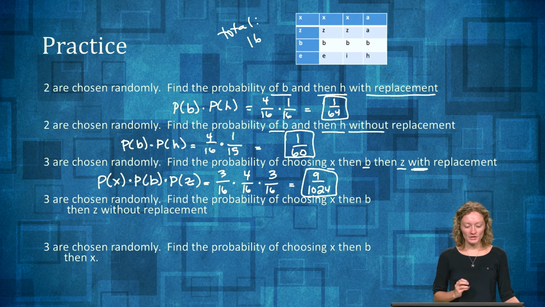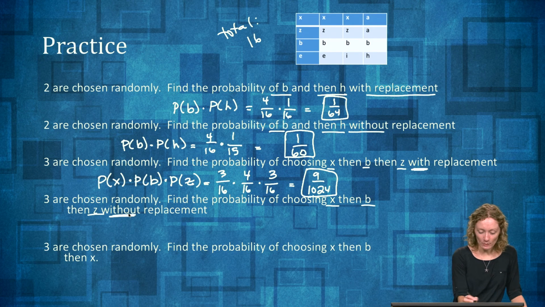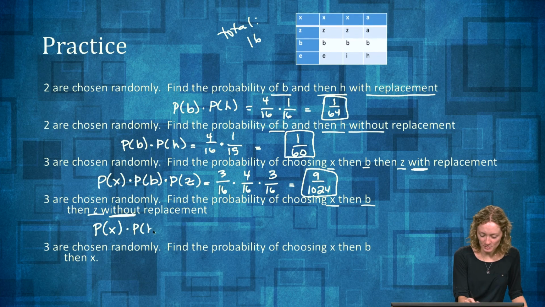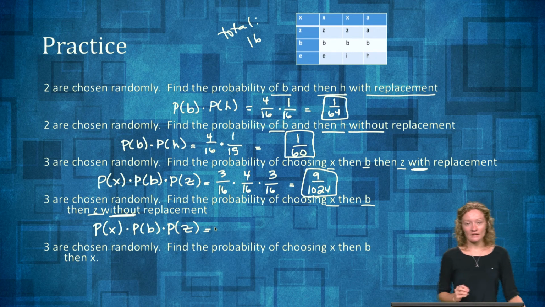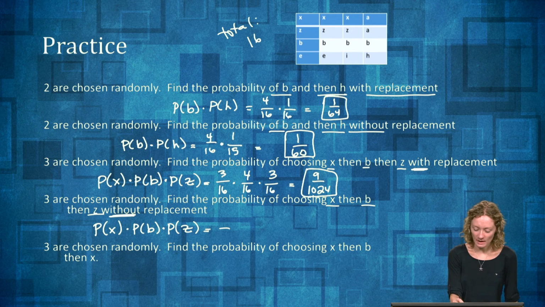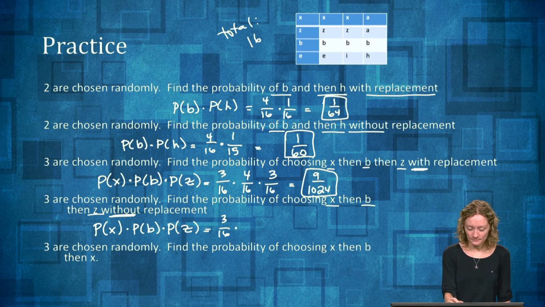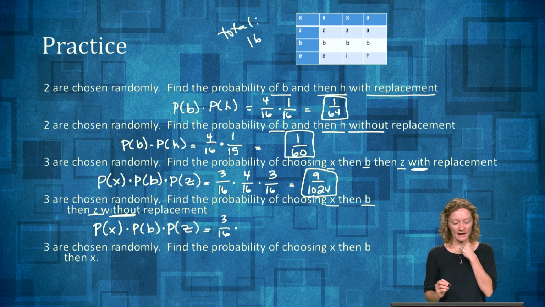Okay? Third scenario, 3 chosen randomly, find the probability of X, then B, then Z, which is the same scenario we just had, but now without replacement. I really want to make sure that you see the difference between these two. Analyze each one individually. Probability of X. There's 16 options. How many of those 16 are an X? 3 of them. There's no replacement. Now we're keeping the X.